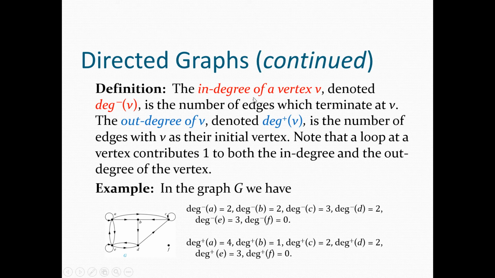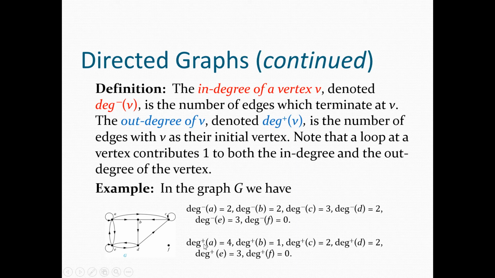So there is an example. In degree of A. The in degree is the number of edges which terminate at the vertex. So how many edges are terminating at A? So here we go, 1, and the loop itself, so 2. So the in degree is 2. Now in degree of B. Here is an edge which ends at B, this is another edge which ends at B, so the in degree of B is also 2. In degree of F: since F is an isolated vertex, the in degree of F is 0. And the out degree of F is 0 as well, because this is an isolated vertex.